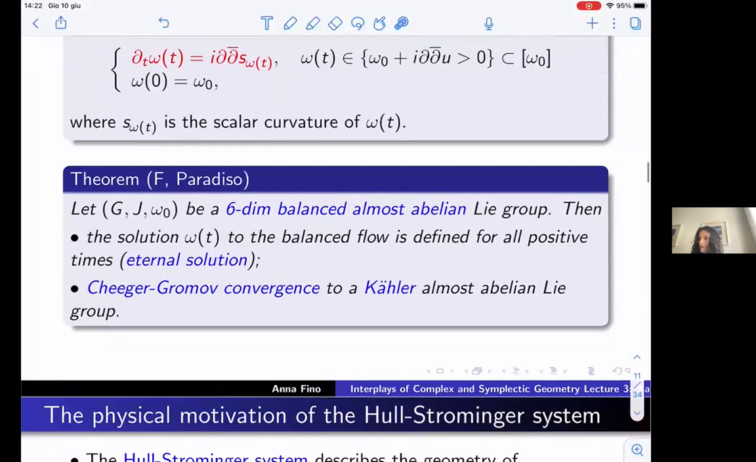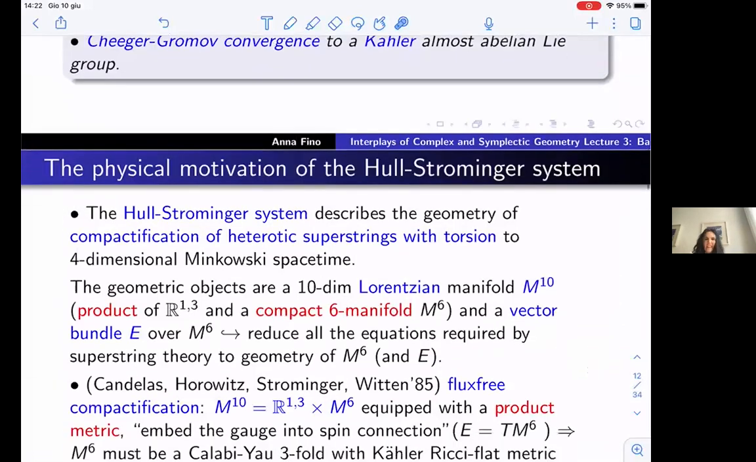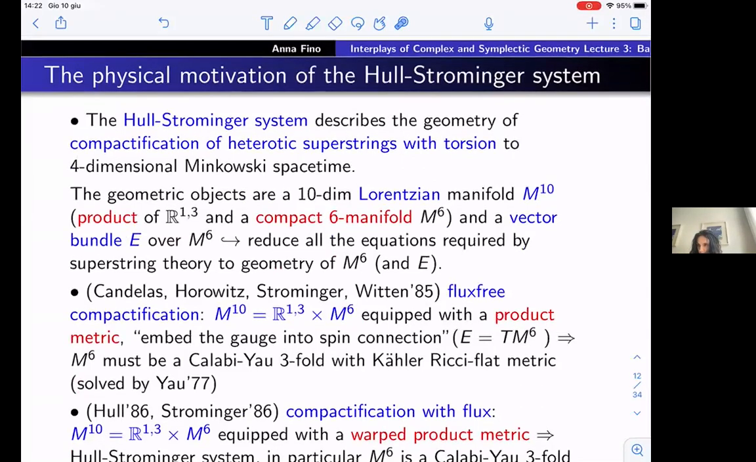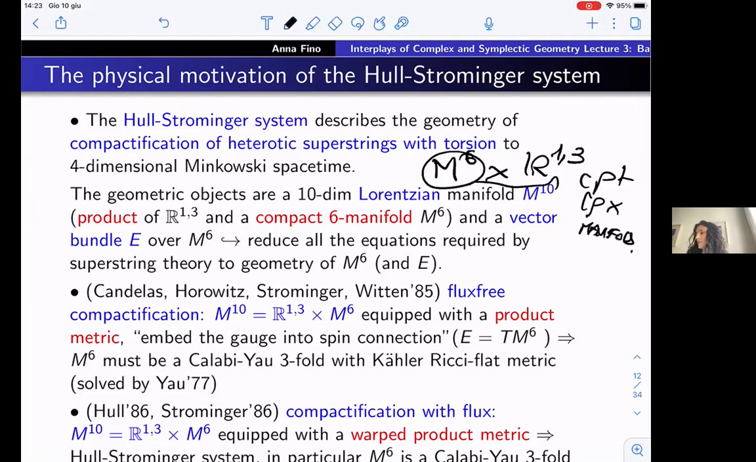Okay, so now let's go to the Hull-Strominger system. And this gives a link with Calabi-Yau metrics, we'll see. So I will try to give just a few things from physics, right? The idea is you want to describe a compactification of heterotic superstring theory to four-dimensional Minkowski space-time, which will be just R^{1,3}, the flat Minkowski space. What is a compactification? It is just a link between the 10-dimensional and the 4-dimensional. Locally, we will have a product like that, M6 times R^{1,3}. But the important thing here is that M6 will be a compact complex manifold with a holomorphic volume form, a posteriori.